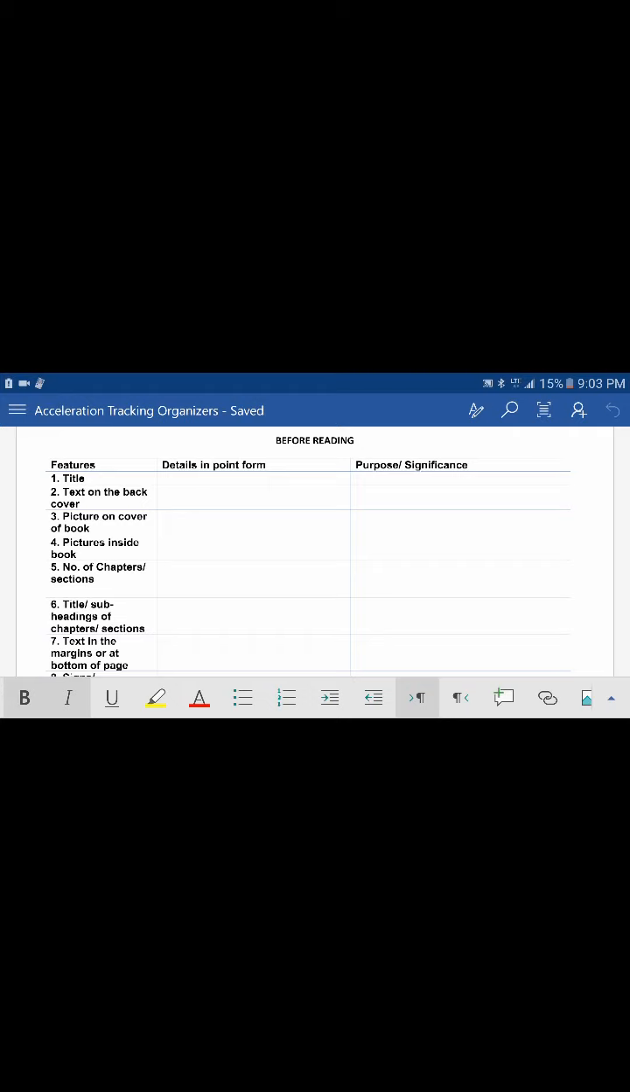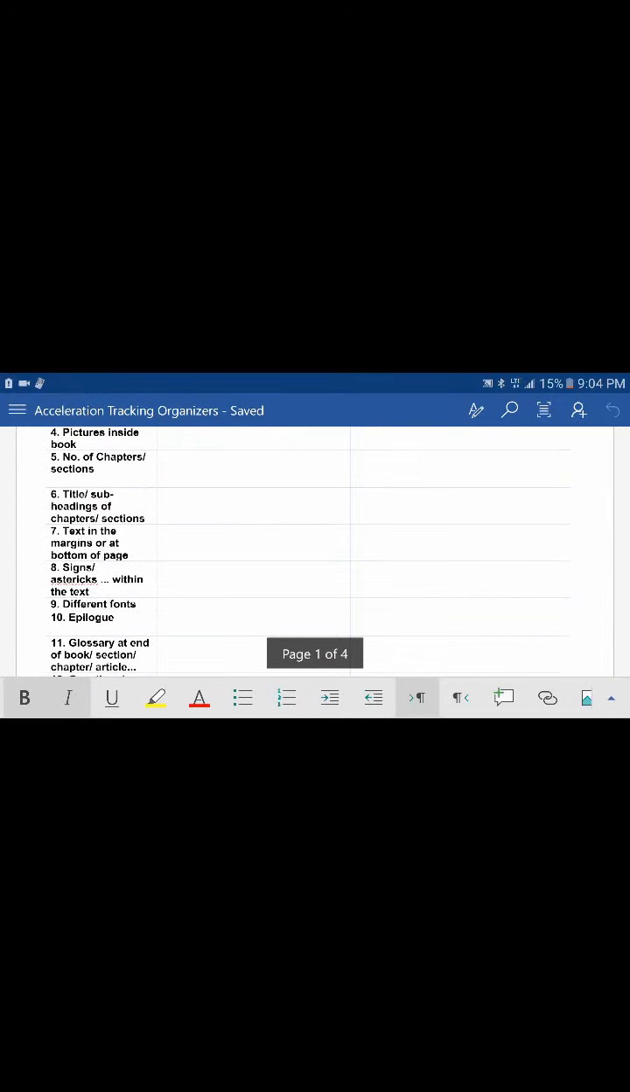In the purpose and significance section, you're going to just explain why you think that's important. So for example, the title is called Acceleration. That means moving more quickly. The purpose or significance, maybe you think what that might mean the book is about, for example. The text or the picture on the cover, describe it in the details. And then for the purpose or significance, talk about what that might mean the book is about. Okay, the rest of the stuff is pretty straightforward. The number of chapters, any titles, etc.